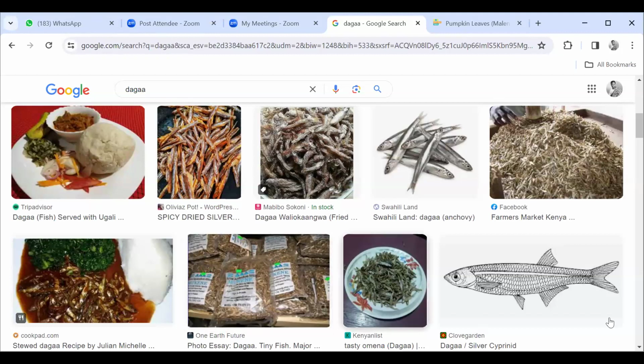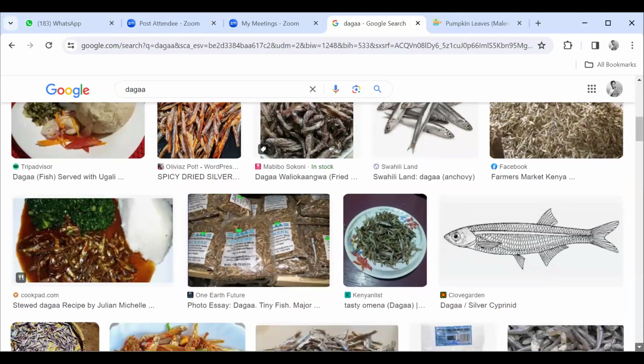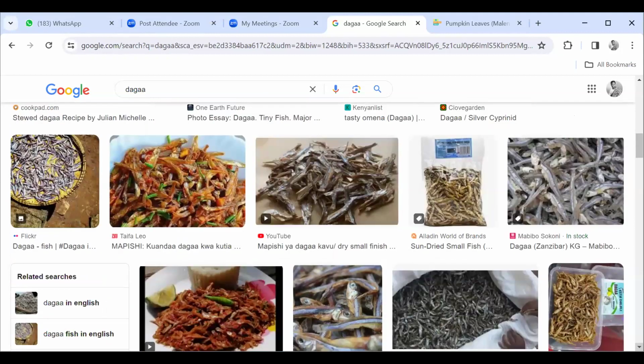So I'm quite aware of this omena, and it's very good for omega. It's very good for the brain. Well, it's got lots of calcium because of the bones, I think. Yes, and they are also good for omega-3. Okay.